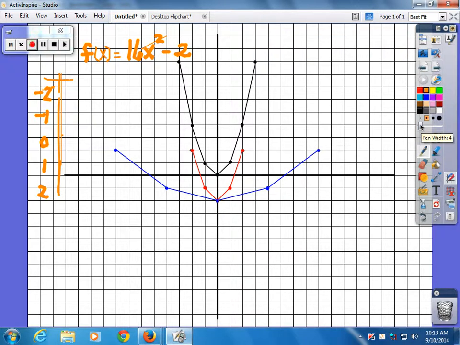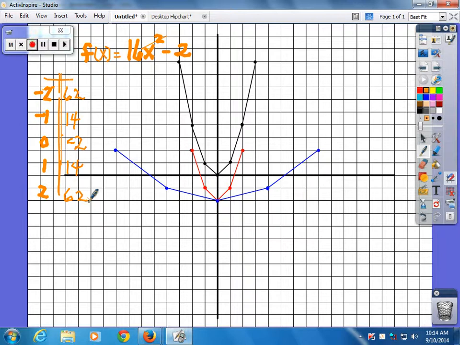So negative 2 squared is 4. That's 64 minus 2 is 62. Negative 1 squared is what? 1. 1 times 16. 16 minus 2 is 14. 0, negative 2. 1 is 14. And 2 is 62.